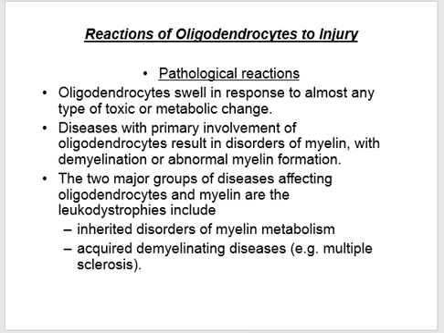Now, the pathological reactions of oligodendrocytes to injury: oligodendrocytes swell in response to almost any type of toxic or metabolic change. Diseases with primary involvement of oligodendrocytes result in disorders of myelin, with demyelination or abnormal myelin formation. The two major groups of diseases affecting oligodendrocytes and myelin are the leukodystrophies, which include inherited disorders of myelin metabolism, and acquired demyelinating diseases, for example, multiple sclerosis.